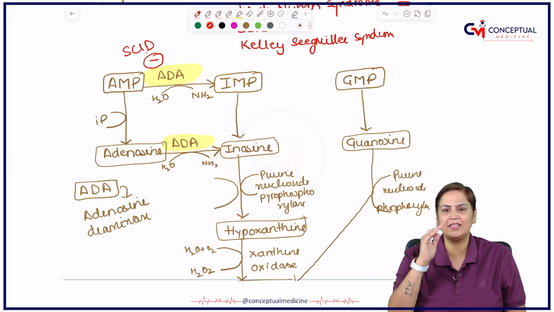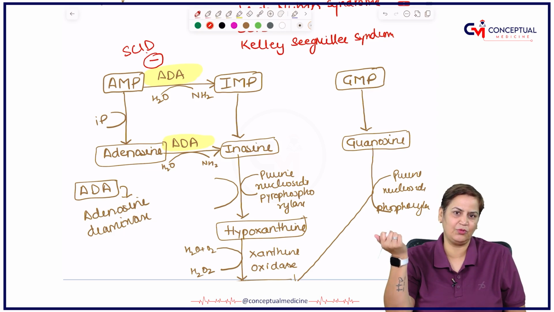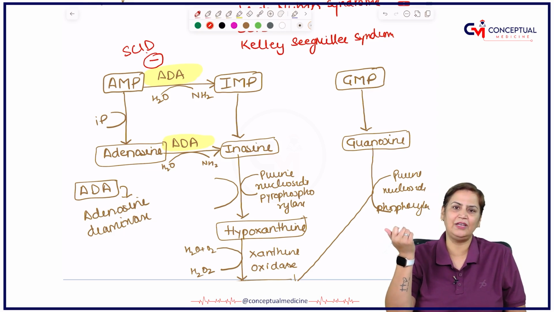And that is what we say: the factors giving rise to purines should be equivalent to the factors utilizing purines. If there is any abnormality, it will lead to a disease.